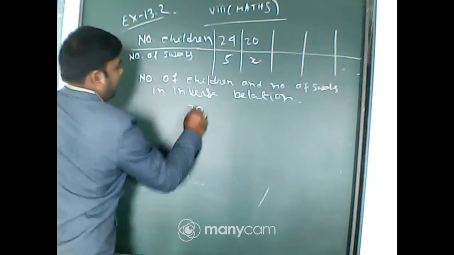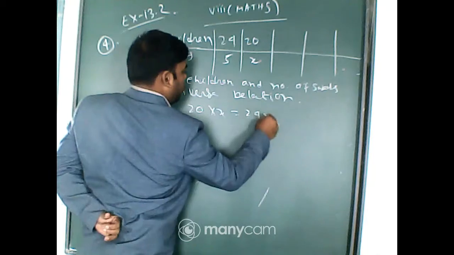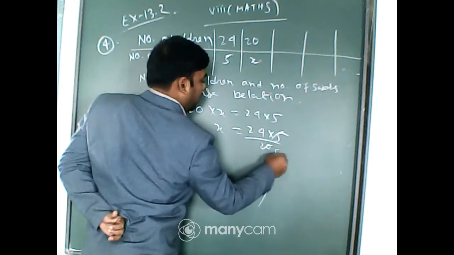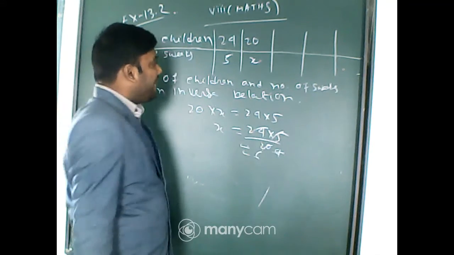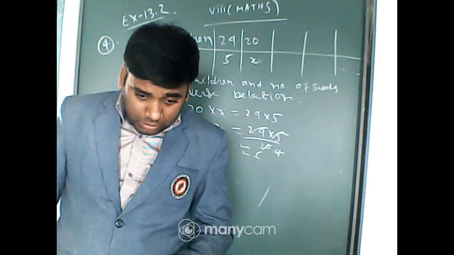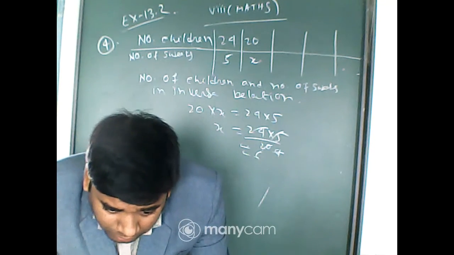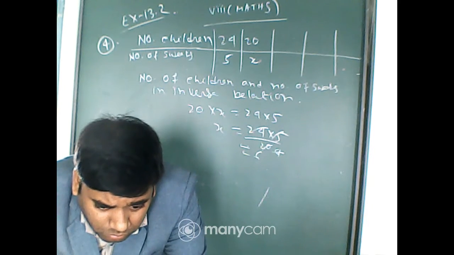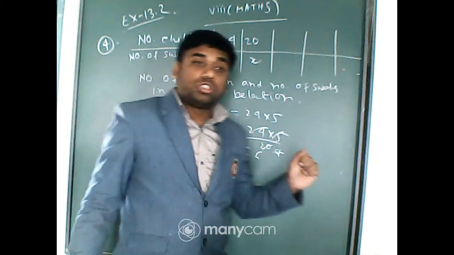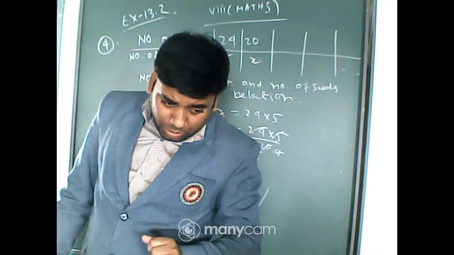Therefore, x1 into y1 equals x2 into y2. So 20 into x equals 24 into 5. So x equals 24 into 5 by 20. Simplifying, 5, 4 and 6. So they each will get 6 sweets. Okay? They each will get 6 sweets. Is it clear? It is clear everyone? Any doubt?